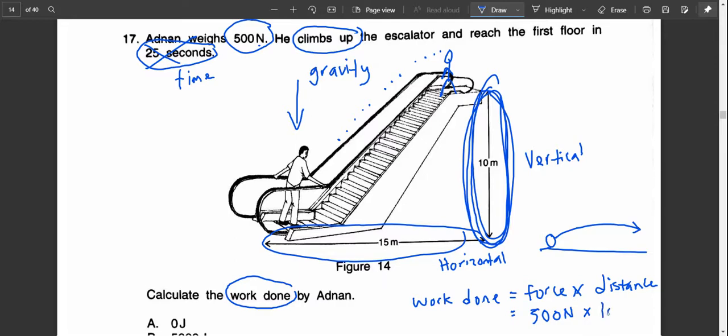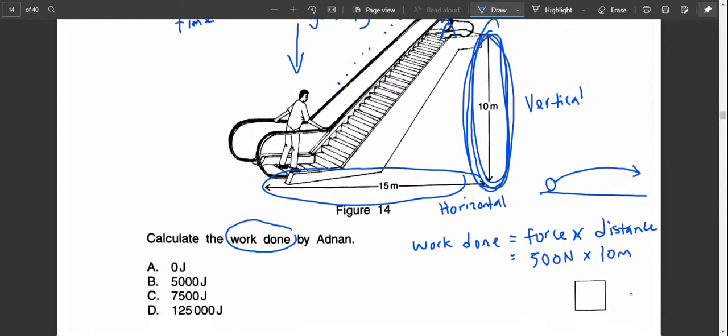Therefore, it should be times by 10 meter. Therefore, 500 times by 10 meter is 5,000 Newton meter. Newton times m becomes Newton meter, or the unit that you can use is joules. Therefore, the answer is B.